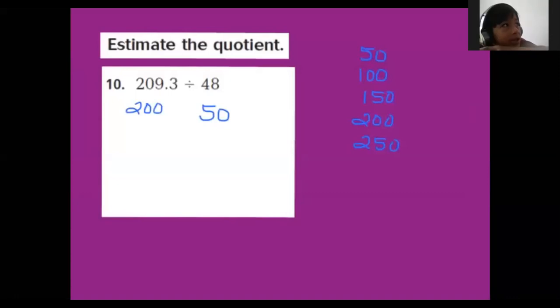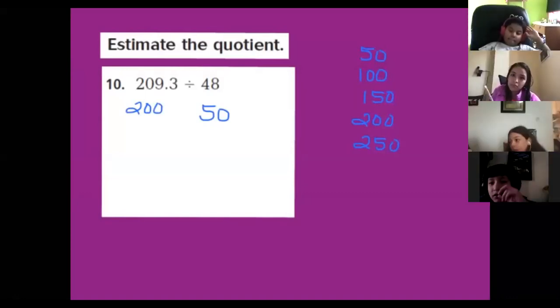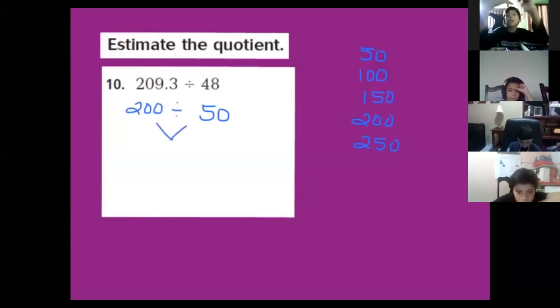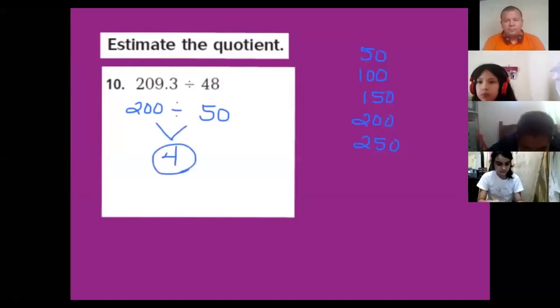Now, here's what I know. We can go ahead and make our count. When I divide 200 by 50, my quotient should turn out to be 1, 2, 3, 4. So once again, 200 divided by 50 turns out to be the whole number 4. So my quotient is about 4.